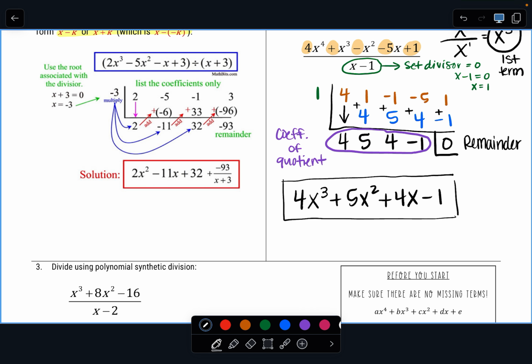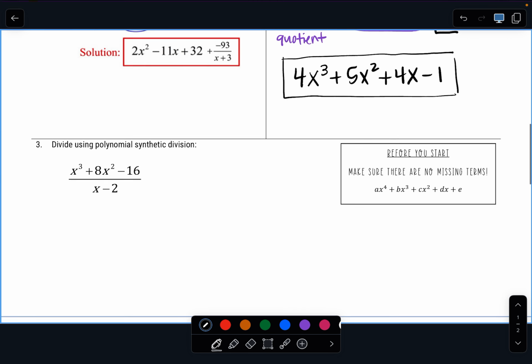What are you dividing by? What's in the denominator? X minus 1. Over x minus 1. And we'll have one in a second where we'll write it out. So this process simplifies polynomial division, but it only works in certain cases, only when x is plus or minus a number. So let's try it again without something to compare it to.